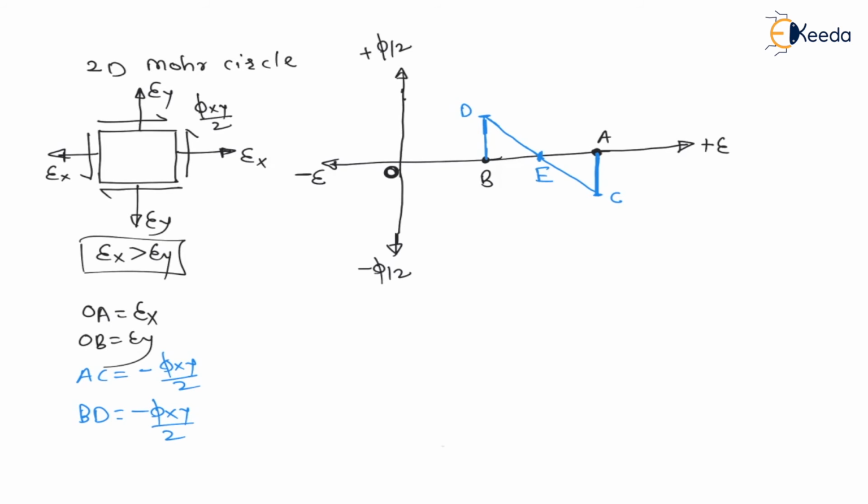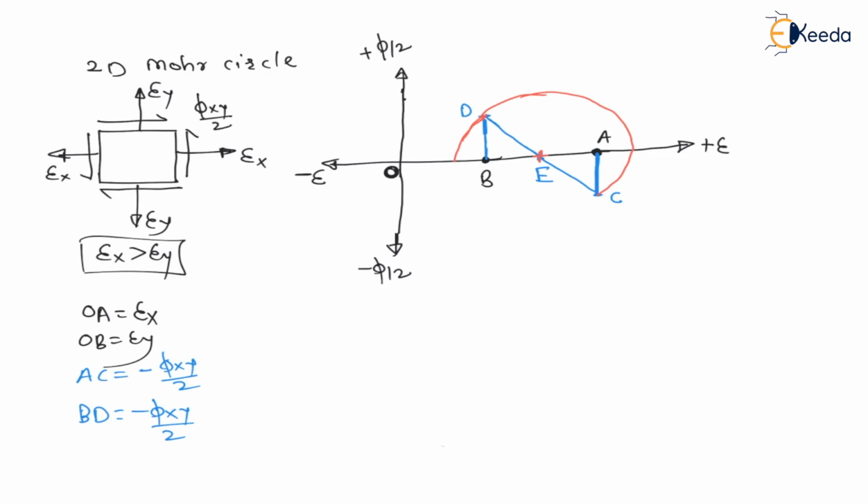This line CD will cut the horizontal axis at point E, and this E is called the center of Mohr circle. Now with E as a center and E to D as a radius, or E to C as a radius, you can draw one circle, which is called Mohr circle. Therefore here I am drawing one circle with E as a center and E to C or E to D as a radius.